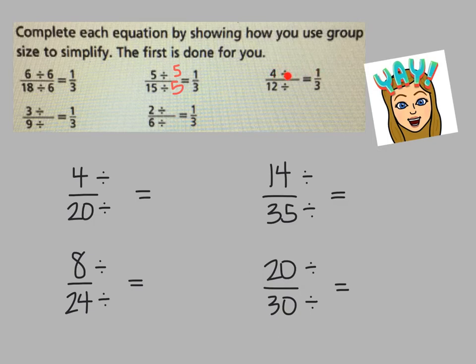4 divided by, well, it would have to be divided by 4. Does that work for the bottom fraction? 12 divided by 4, that works for the denominator because that gives me 3. So I found the missing factor.